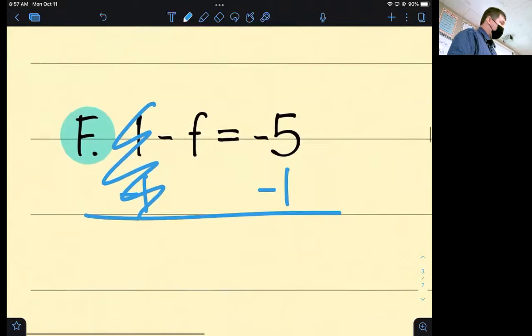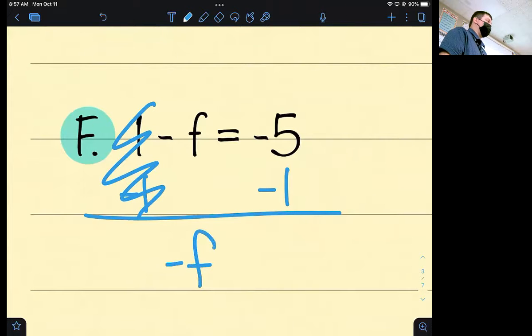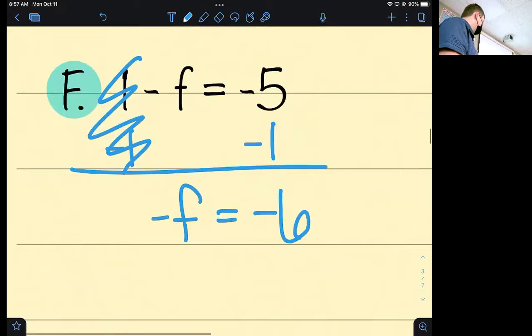Now, when I copy down what's left on that side, the negative sign, the subtraction sign, actually belongs to the F term. So it's negative F. On the right side of the equal sign, Ella, what's negative 5 and negative 1 give you? That's right, they join forces.